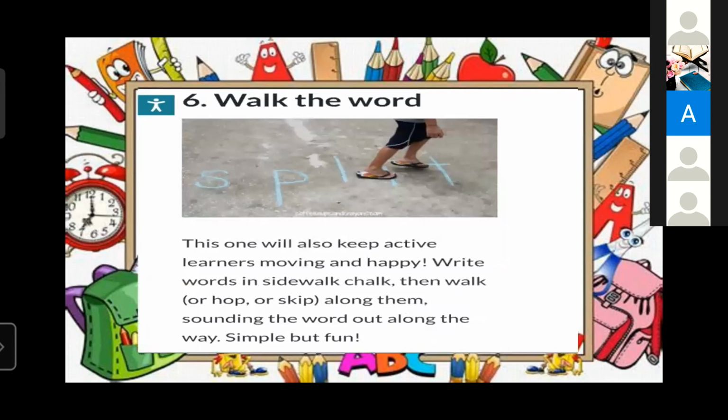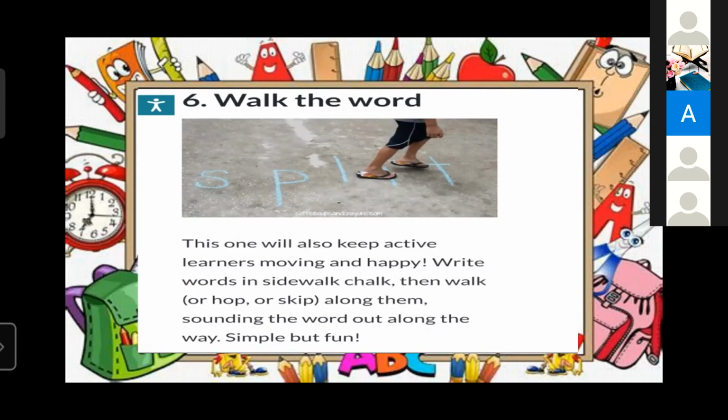Number 6, walk the word. This one is similar to Mike's house activity or game, but here they walk the word. Not only do they walk to the sound, but they walk the word itself, and we can make it a memory game. For example, here is split. When we say walk over the sound of S, they will walk on S. When we say P, they will walk on P, and so on till the rest of the word.